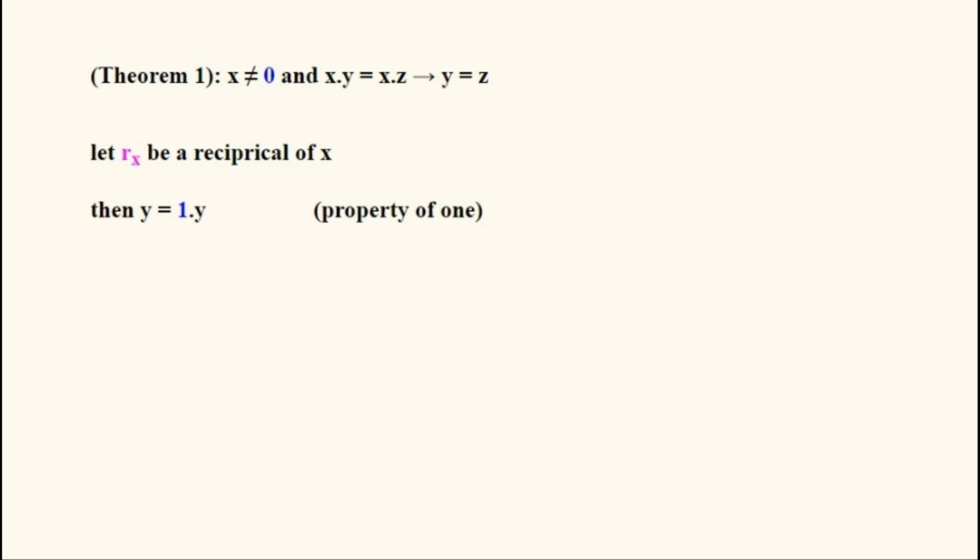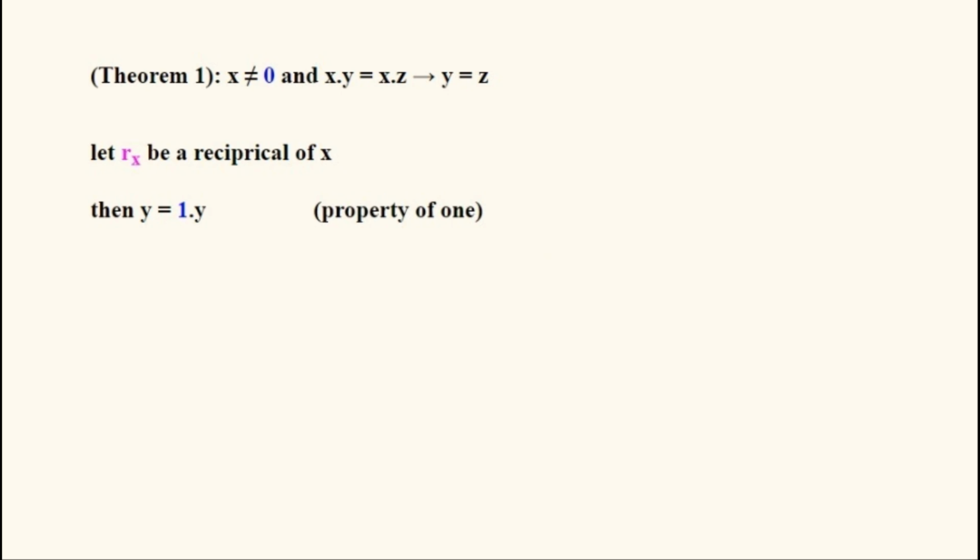Starting with the first line of the actual proof, we use the property of 1 to expand the expression. We'll use the property of the reciprocal to expand it again. Now we'll use the associativity of multiplication to swap the brackets. Now we'll use the fact stated in the theorem that xy is equal to xz.